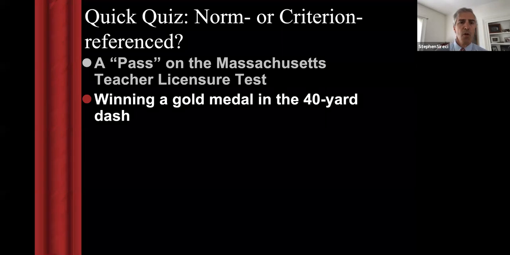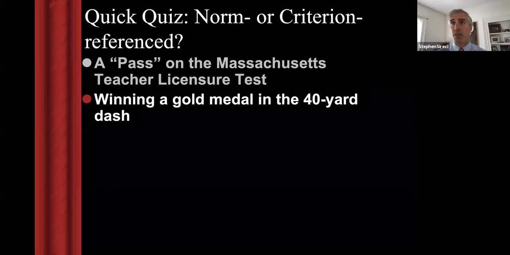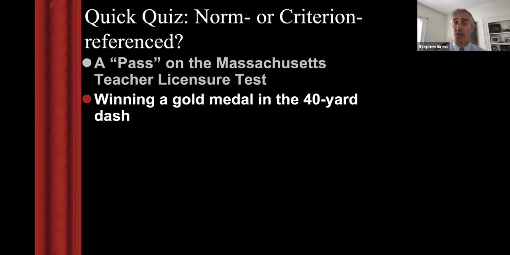Next example, winning a gold medal in the 40-yard dash. If we think about that contest as a test, winning a gold medal, would that be criterion referenced or norm referenced? The gold medal doesn't matter how fast you did it, you just have to beat everybody else. So that would be norm referenced. You're being compared relative to everyone else.